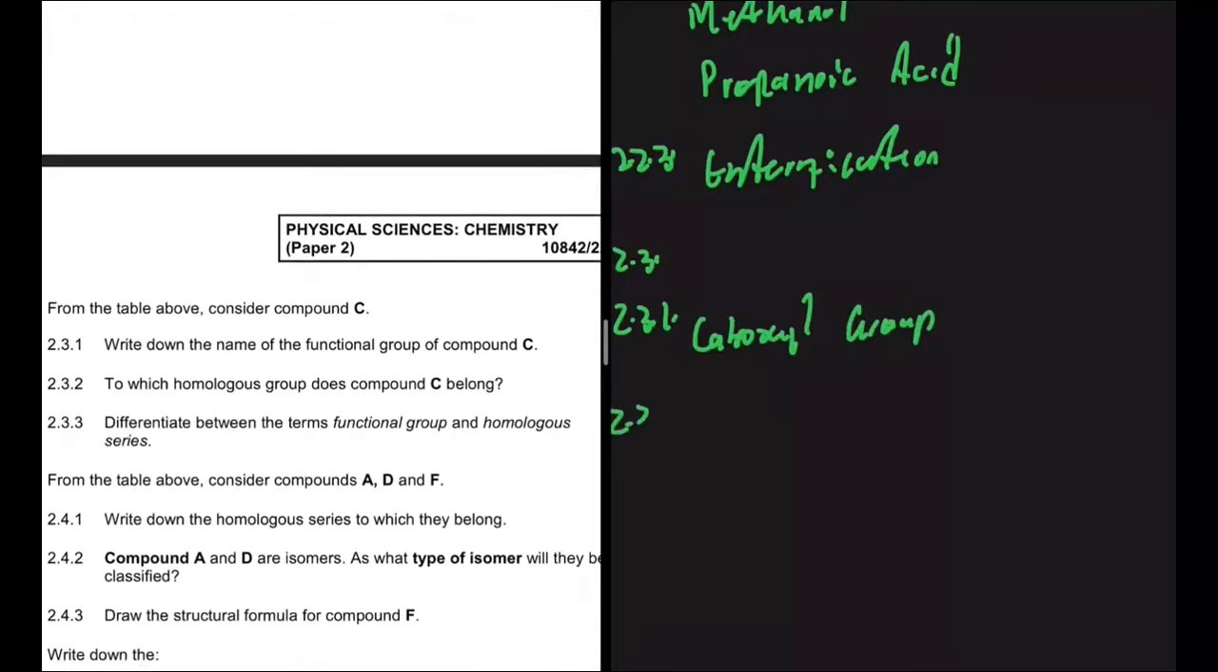And then 2.3.2, to which homologous group does compound C belong to? It is the carboxylic acid. That's an easy question to answer. It is a carboxylic acid.